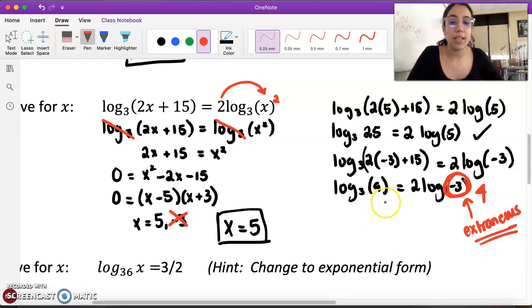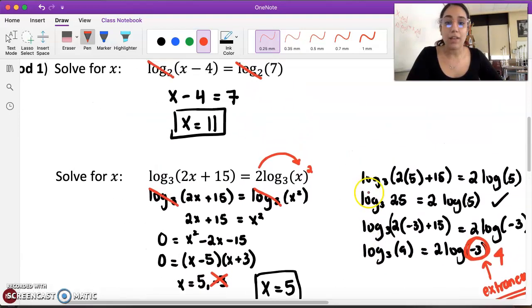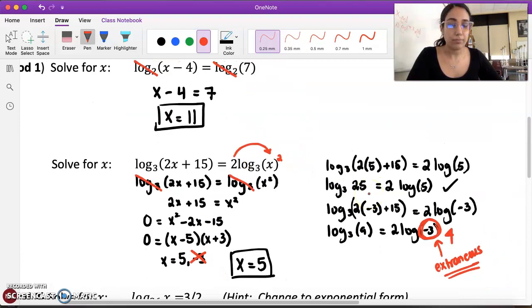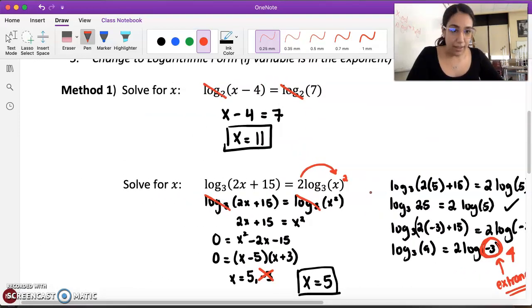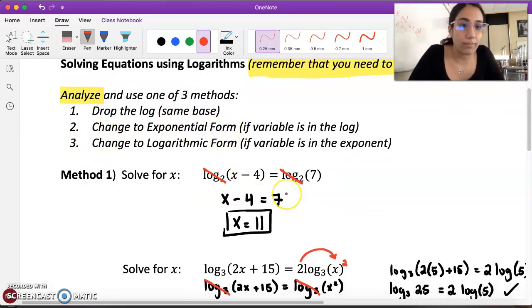Extraneous solution is x equals negative 3. So that's the first method. First method is solving by dropping the log. Next method is what I put here is change to exponential form.